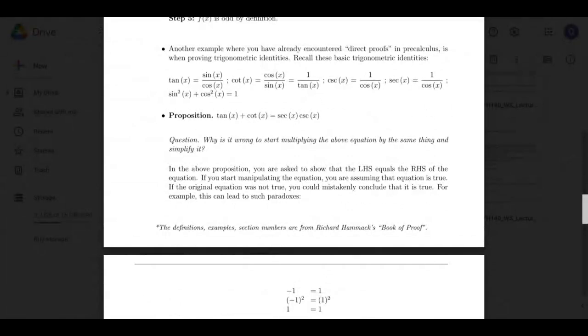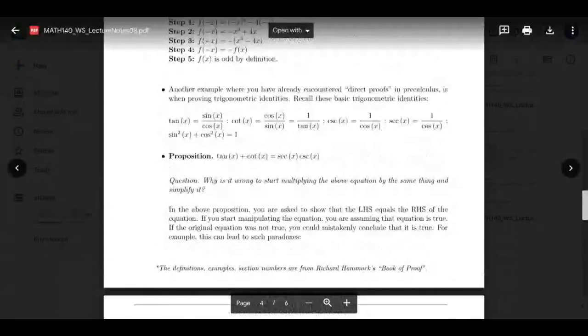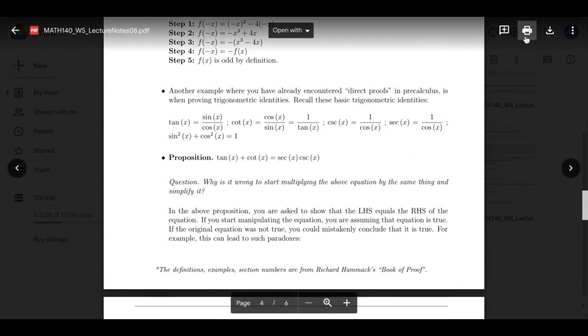Let's show this one actually. So tangent plus cotangent, we want to show tangent plus cotangent equals secant times cosecant. Well, let's do it on the whiteboard. So we want to show tangent x plus cotangent x equals secant x times cosecant x. Okay, so this is our goal.